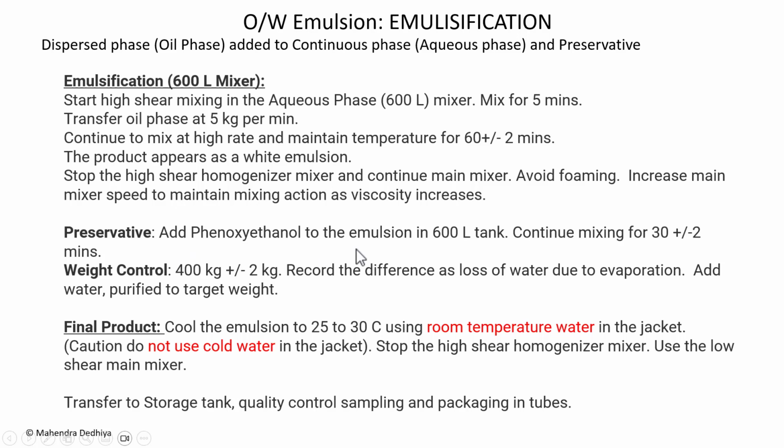Add phenoxyethanol to the tank. Continue mixing for about 30 minutes. Record the loss and if necessary QS to control limit. Cool the final product to 30 C using room temperature water and continue mixing with low shear main blade mix. Transfer to storage tank, conduct quality control sampling, followed by packaging in tubes.